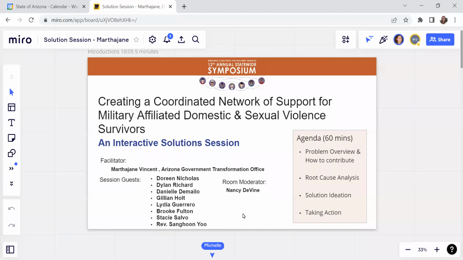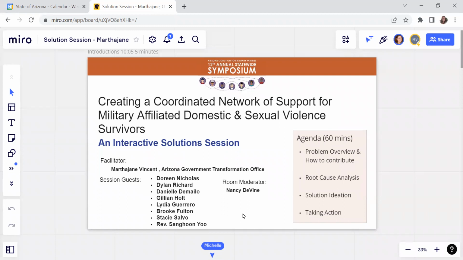We also have Danielle Demelo, and Danielle is out of our Tucson VA. She's a licensed clinical social worker in the behavioral health interdisciplinary program. She is a program manager of one of their intensive behavioral health services, and she's the acting MST coordinator at the VA. And Doreen Nichols, who is one of the presenters for the last event, the Survivor Engagement and Systems Change Specialist at Arizona Coalition to End Sexual and Domestic Violence.